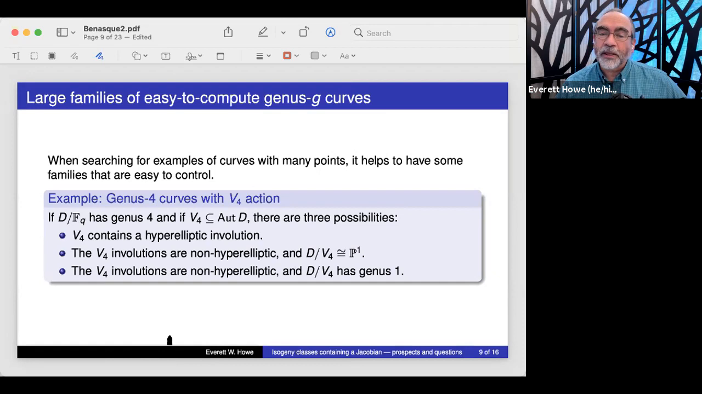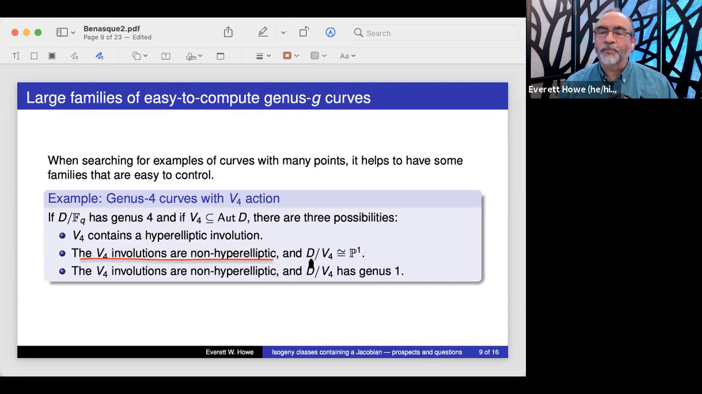And something that has worked well for me in a couple of situations is genus 4 curves that come with an action of the Klein 4 group. So there are three possibilities. If you have a genus 4 curve and a Klein 4 group in its automorphism group, there are three possibilities. Maybe your Klein 4 group contains a hyperelliptic involution, or maybe it does not. And in that case, there are two possibilities.